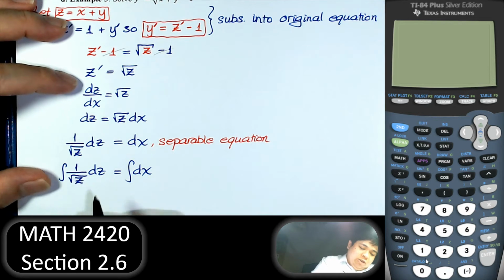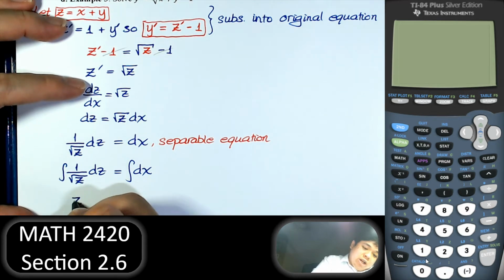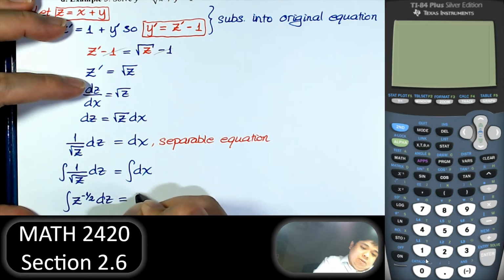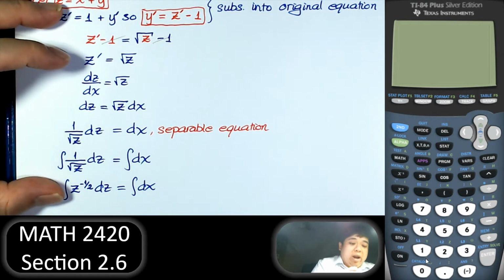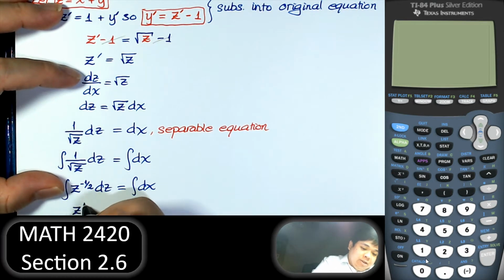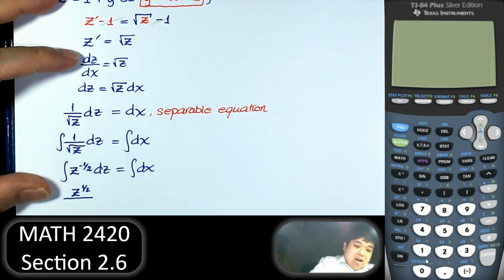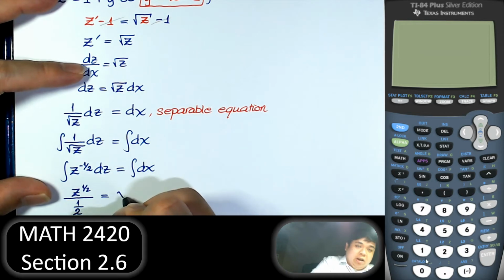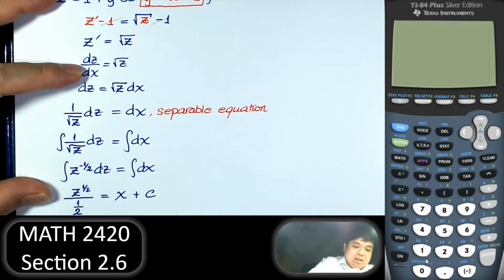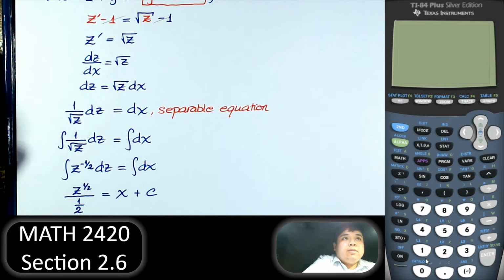The integral of 1 over the square root of z, we write this as z to the negative 1/2, and integrate. The integral of z to the negative 1/2 is z to the 1/2. Increase the power by 1 and divide by the same thing. So negative 1/2 plus 1 is 1/2. And the integral on the right-hand side is just x plus c. Right.